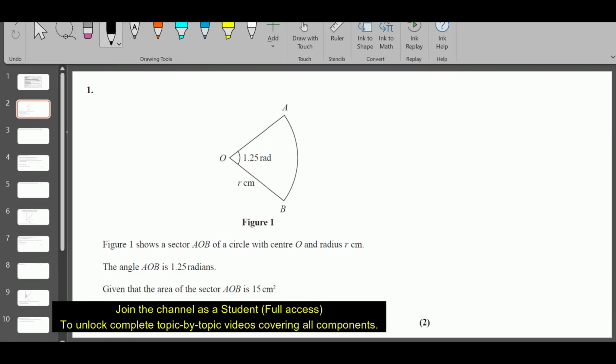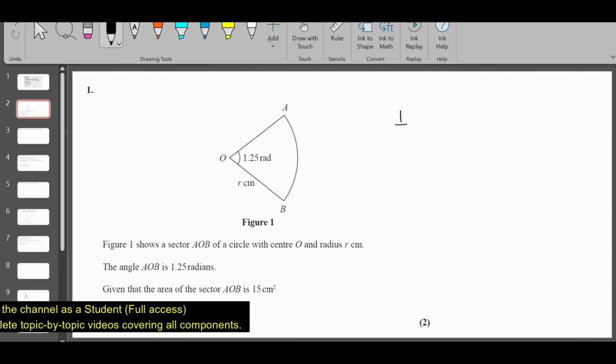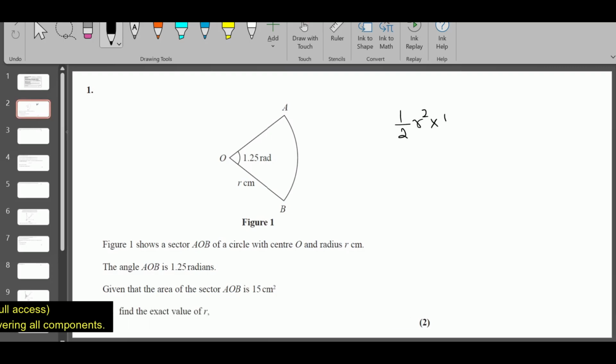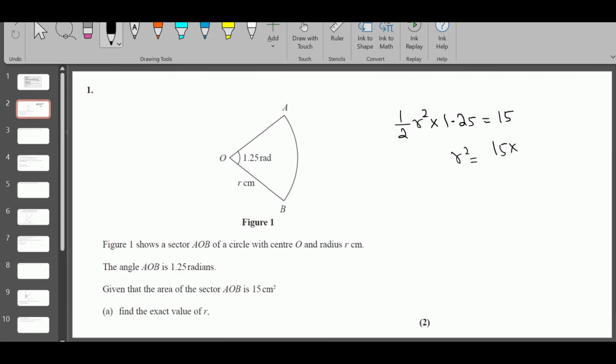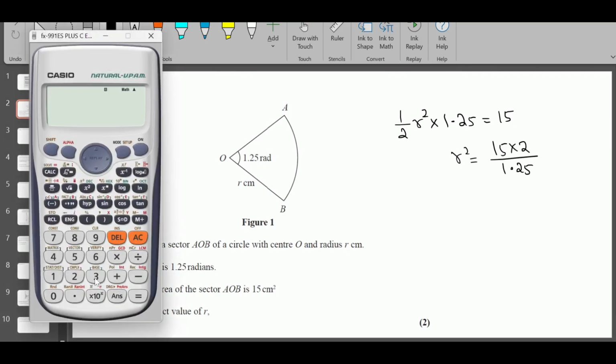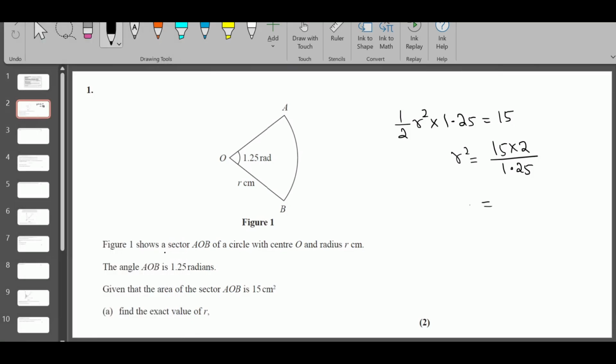Given that the area of the sector, the formula is half r square theta, is given as 15 centimeter square. Find r, make r as a subject. So r square is going to be 15 times 2 divided by 1.25. So 30 divided by 1.25, 24. So square root of 24 is 2 root of 6. So r is 2 root of 6.